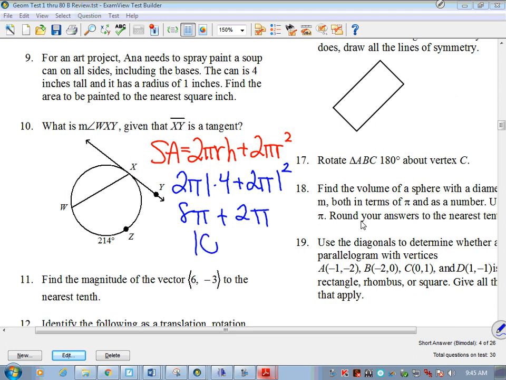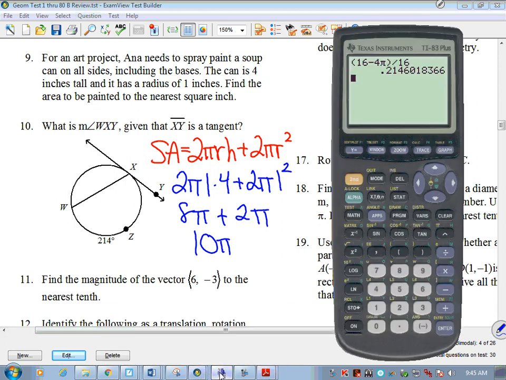What's 8 pi plus 2 pi? 10 pi. So all I really have to do is type in my calculator 10 pi, and I get 31. It wants it to the nearest square inch, so I'm probably good at 31 inches squared. Is that the answer at the bottom? 31 inches squared. But you got to know the formula.